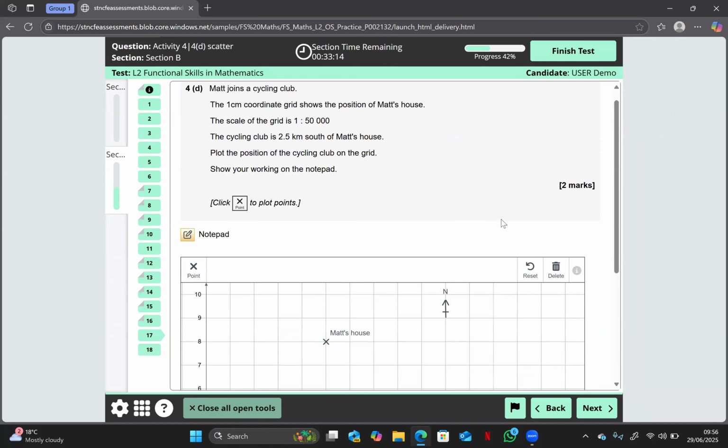Not just a cycling club. The 1 centimeter coordinate grid shows the position of Matt's house. Scale is 1 to 50,000. The cycling club is about 2.5 kilometers south of Matt's house. Plot the position of the cycling club on the grid.